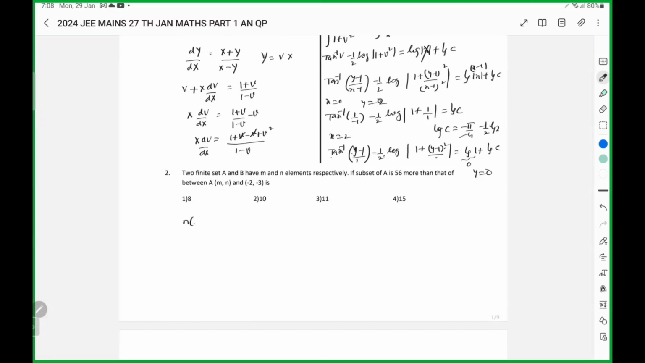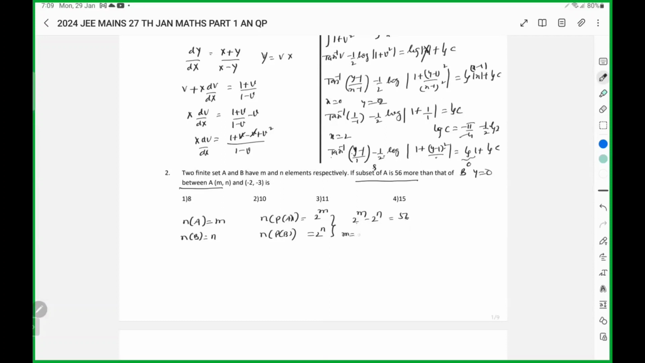A has m elements, so the number of elements in its power set, that is the subsets of A, will be 2 power m. In B, there are n elements. The number of elements in its power set will be 2 power n. So subsets of A are 54 more than subsets of B. That is 2 power m minus 2 power n is 54. So 2 power m must be greater than 54.